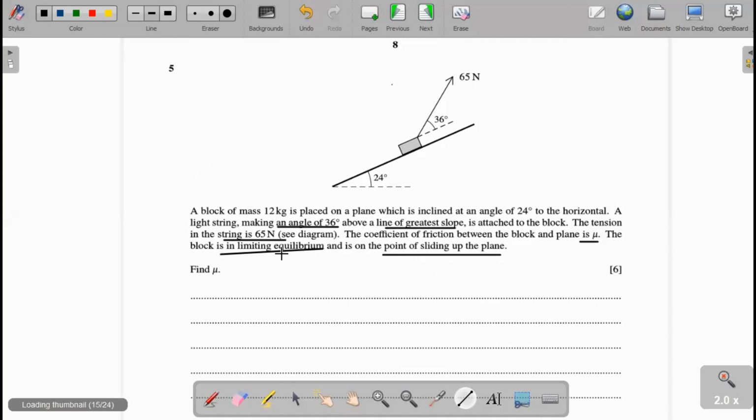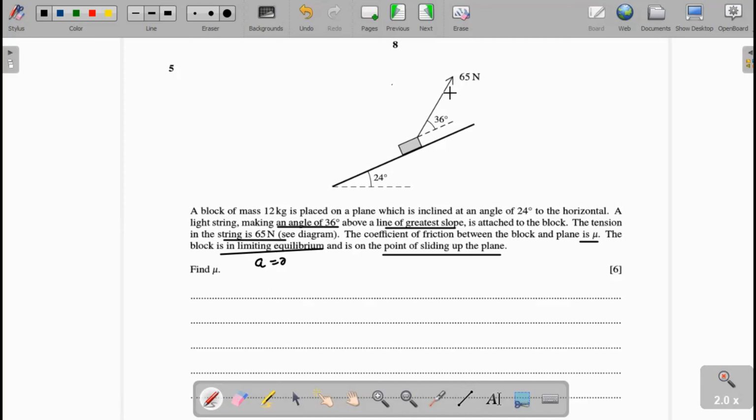The block is in limiting equilibrium. It means that the forces acting on this block along the surface on the right side are balanced by the forces acting on the left side. It means the acceleration of the block will be zero. So now we see the forces acting on the block.